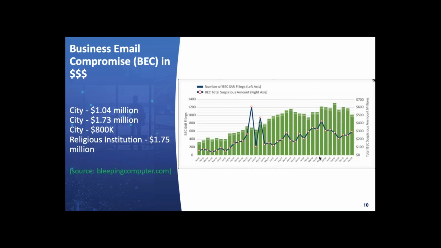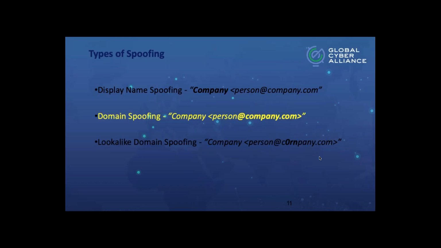So this is why it's important to have the appropriate mechanisms in place. Now, there are different types of spoofing, right? There's display name spoofing. That's where you see the company name here, but this should actually be a person at yahoo.com. So that's using something like Yahoo or Hotmail information. This should actually say person at yahoo.com, not company.com.